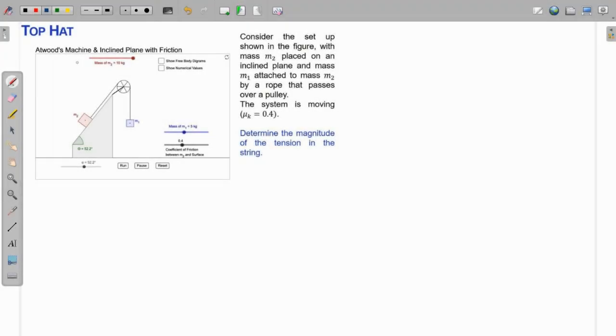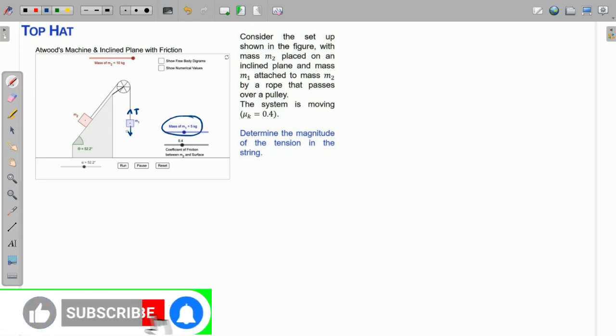Consider the setup shown in the figure with mass m2 placed on an inclined plane and the mass m1 attached to mass m2 over the pulley. The system is moving, and the coefficient of kinetic friction is 0.4. So we have to find the tension in the string. Okay, interesting. So this is the tension.